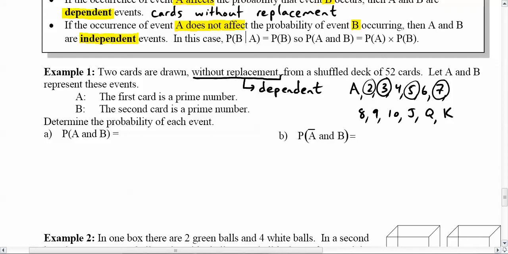So let's find the probability that we get a prime number the first draw, and then we get a prime number again the second draw. Yes, correct. 1 is not a prime number. A prime number has exactly 2 factors. Exactly 2. And the number 1 only has 1 factor.